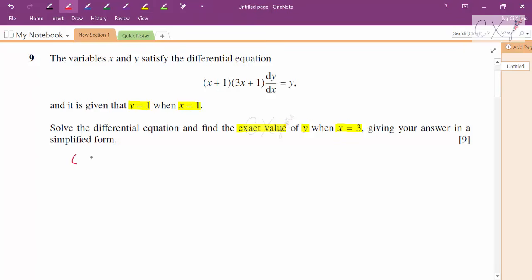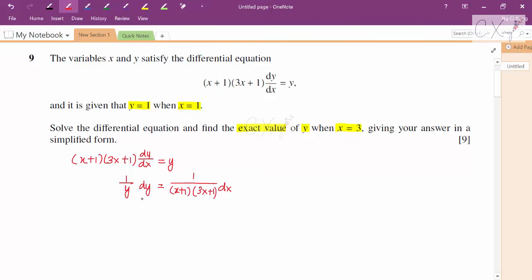So let's start. We will need to use the technique of integration. So I'm having x plus 1 and 3x plus 1 dy dx equals to y. First step, I have to move all the x to one side and all the y to one side. I will keep the dy on the left, and then the dx will be on the right. So when I move the y over, it will become 1 over y. When I move all the terms with the x over, it will become 1 over x plus 1, and also 3x plus 1 dx.